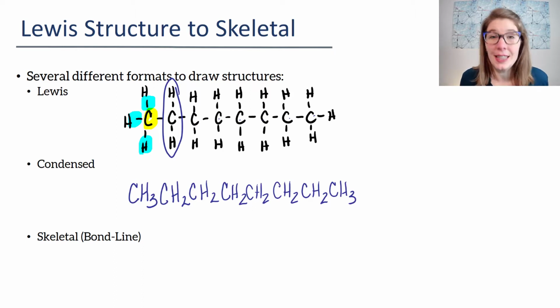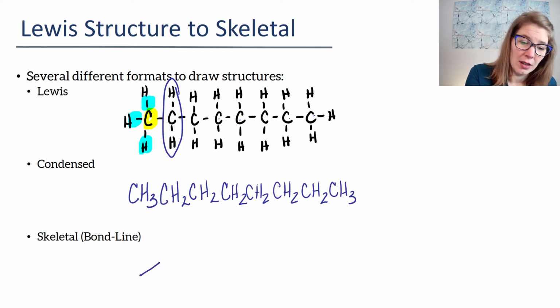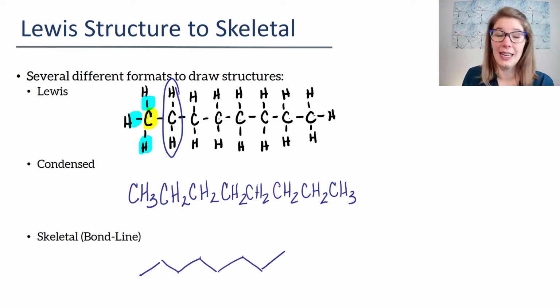I'm going to take the structure that we've drawn here, both in Lewis and condensed, and convert it into skeletal or bond line. And you always go back and count. Make sure I have 8 carbons. 1, 2, 3, 4, 5, 6, 7, 8. Now you're looking at this thinking, how the heck does that show an 8 carbon chain? And that's what we're going to get into next.